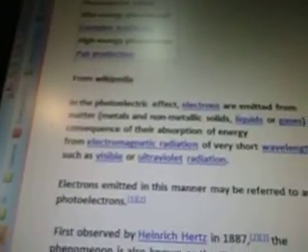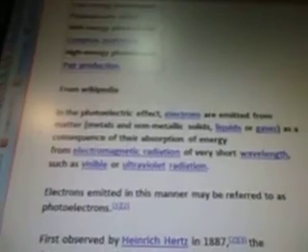In the photoelectric effect, electrons are emitted from matter, metals and non-metallic solids, liquids or gases, as a consequence of their absorption of energy from electromagnetic radiation of very short wavelength, such as visible or ultraviolet radiation. Electrons emitted in this matter may be referred to as photoelectrons. First observed by Heinrich Hertz in 1887. The phenomenon is also known as the Hertz effect, although the latter term has fallen out of general use. Hertz observed and then showed the electrodes illuminated with ultraviolet light create electric sparks more easily.